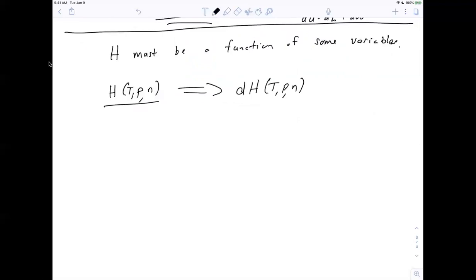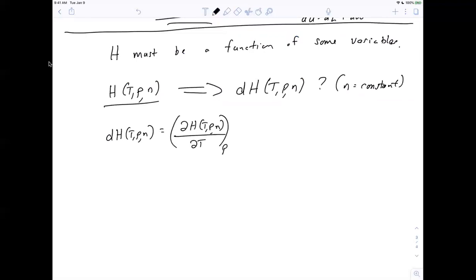Okay, where N is constant. Okay, that's what we're interested in. And just as we did for U, we can write in an abstract way what dH is. dH of temperature, pressure, and N is just a partial derivative of H with respect to temperature, at constant pressure, times dT. And in fact, I really should put an N there, but I haven't been.